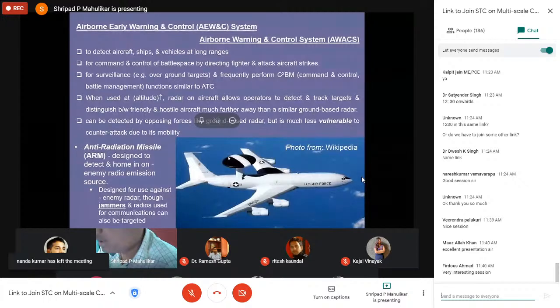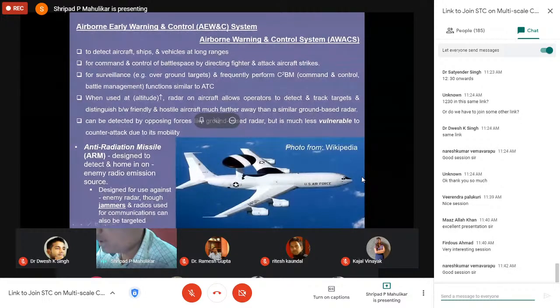Now, just a quick look at the radar. Just as we have ground-based radar, we can also have airborne radar, like the airborne early warning and control system, AWACS, airborne warning and control system. This is just an illustration taken from Wikipedia. The aim is to detect aircraft, ships, and vehicles at long ranges for command and control of the battle space by directing fighter and attack aircraft strikes, or surveillance, for example, over ground troops.